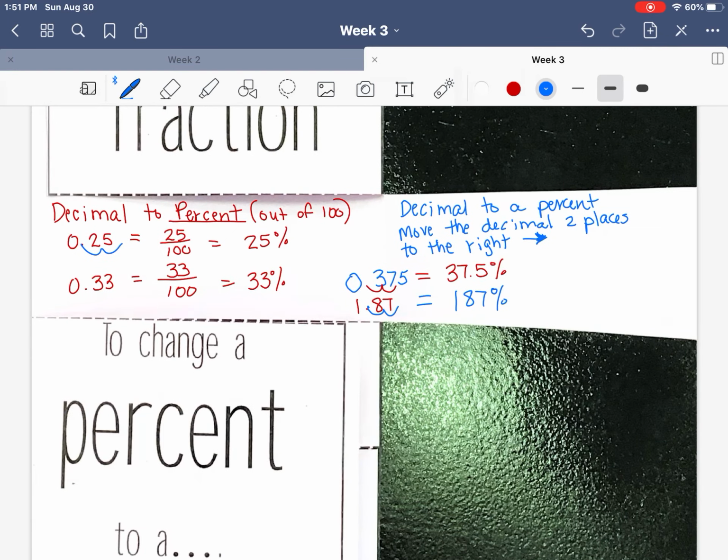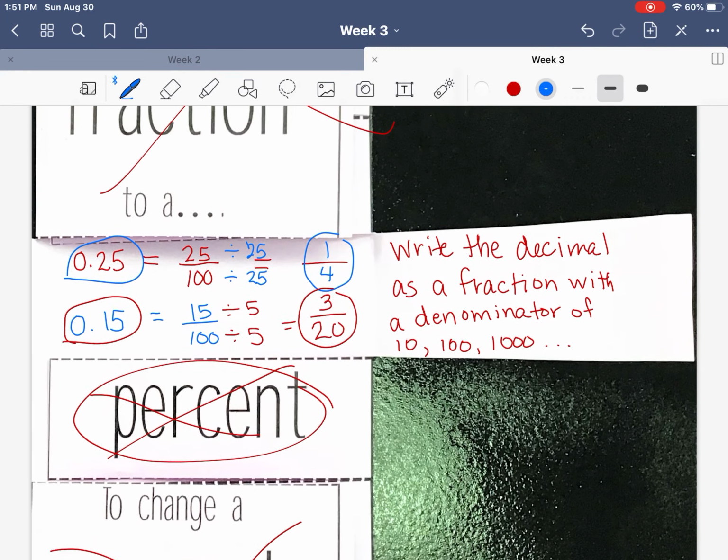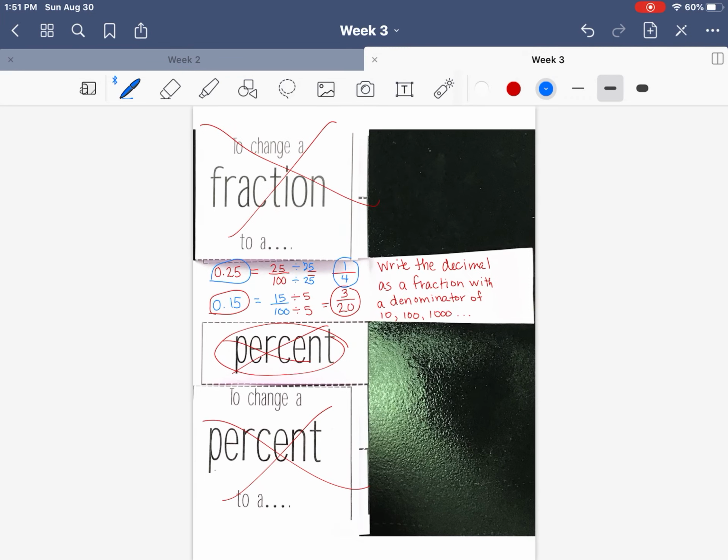Okay, so that's today's lesson. We learned how to change a decimal to a percent and how to change a decimal to a fraction. So watch this video as many times as you need to till you know how to change a decimal to a percent and a decimal to a fraction.